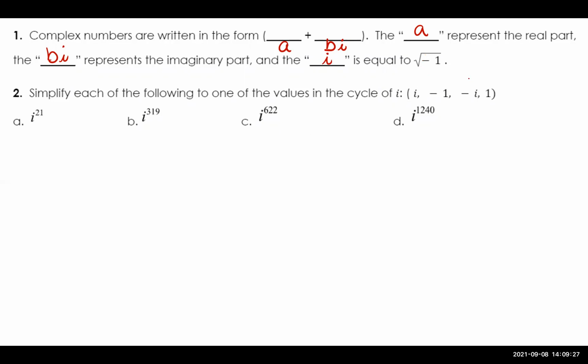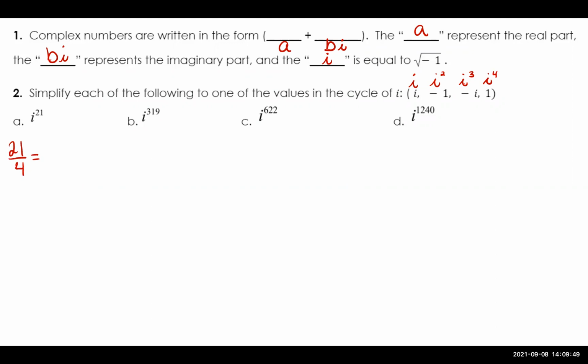So this is your pattern: I is equal to I, I squared is equal to -1, I to the third is equal to -I, and I to the fourth is equal to 1. So when you're asked to simplify these large powers, you're going to take the exponent and divide it by 4 because there are 4 parts in our pattern.